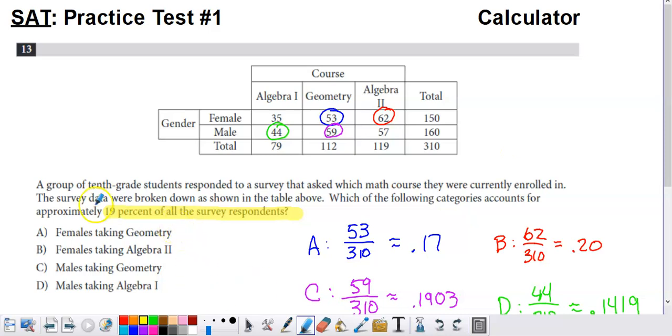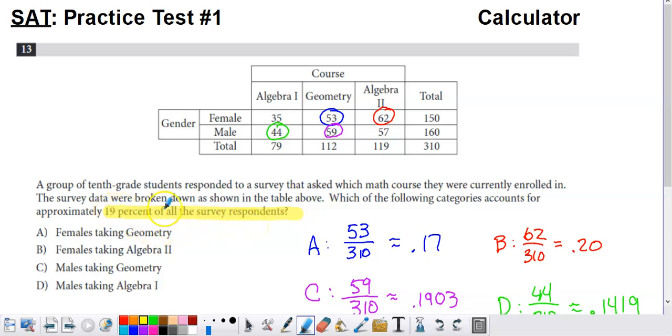So if you look at the problem statement here, it's saying a group of 10th grade students responded to a survey, asked which math course they are currently enrolled in. The survey is broken down in the table shown above. We've already got an idea as to how that works. It says, which of the following categories accounts for approximately 19% of all survey respondents?